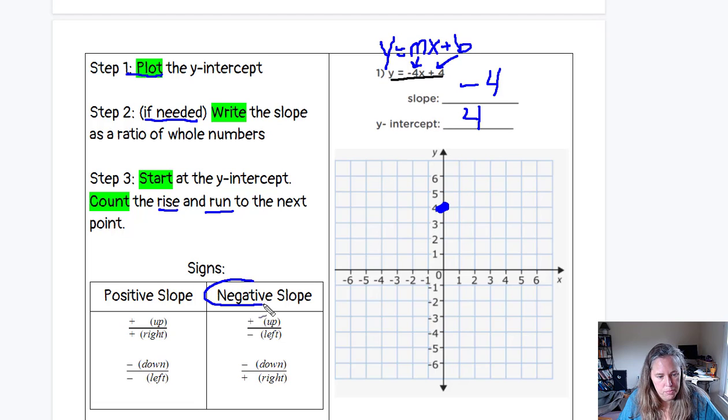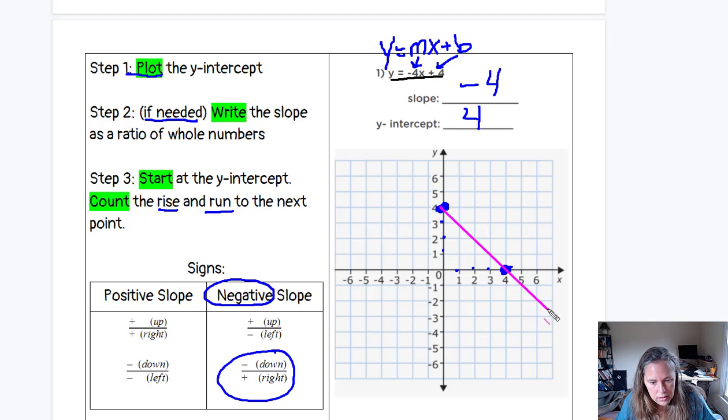A negative slope. In order to have a negative ratio, you either have a positive divided by a negative or a negative divided by a positive. I'm going to use this one, down and right. So I am going to go down 4, 1, 2, 3, 4, and I am going to go right 4, 1, 2, 3, 4. I'm going to plot a point, and I figured out I have this nifty line tool that I'm going to use because it draws a better line than I do, and I actually like to go in both directions. Make a nice line.